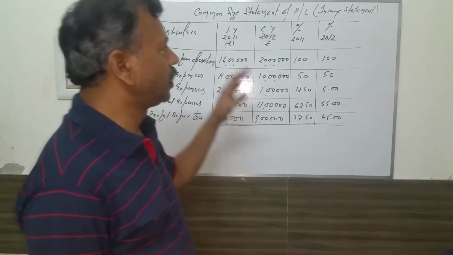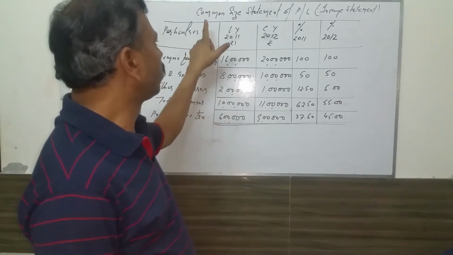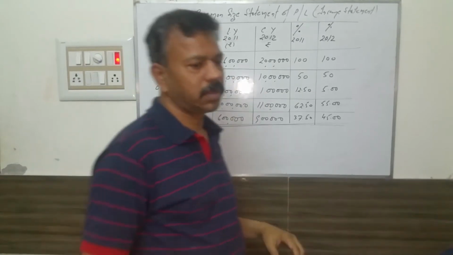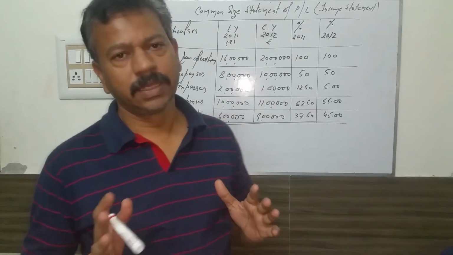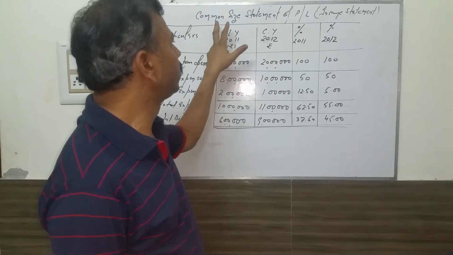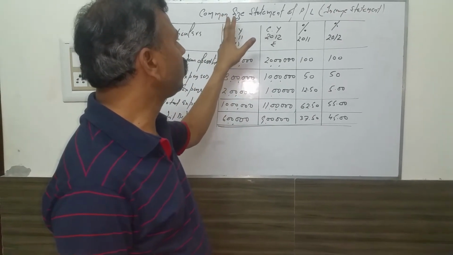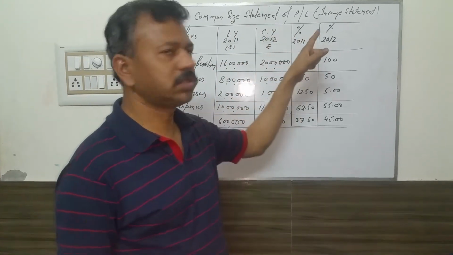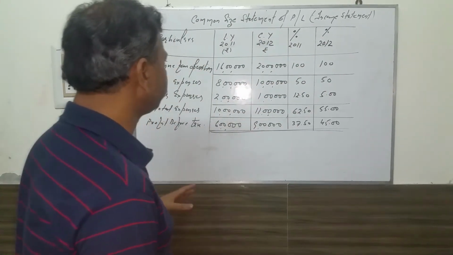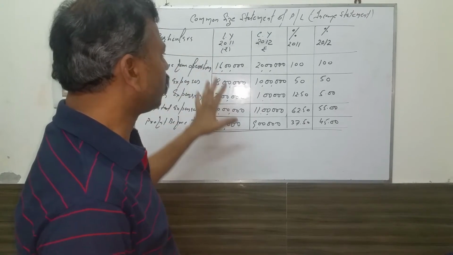Statement. I already told you about the common size income statement and the comparative income statement. If a numerical is based on the common size statement of profit and loss, how can we solve it?